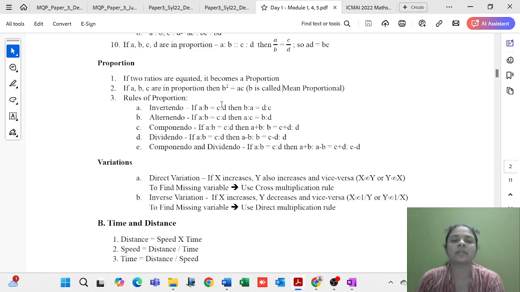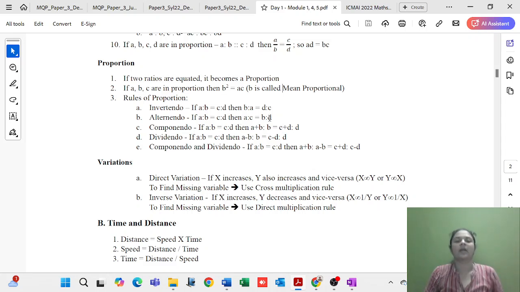Now coming to certain basic rules of proportion. The first rule is called the rule of invertendo. Invertendo means inversing or reciprocal. So if A is to B equals C is to D, then B is to A will be equal to D is to C. Alternando means alternating the values. So if A is to B equals C is to D, then A is to C equals B is to D. So I am alternating the ratio values.